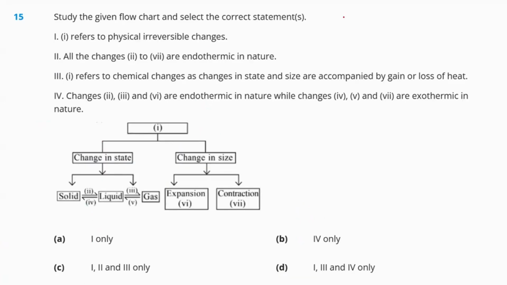Question number 15. Study the given flowchart and select the correct statement. First, okay, there are a few options. Let us fill in the blanks for them. Refers to physical irreversible changes, right? So physical changes are reversible, right? Because they are based on the change of state or change in the size, right? These are physical changes. Let us note down.